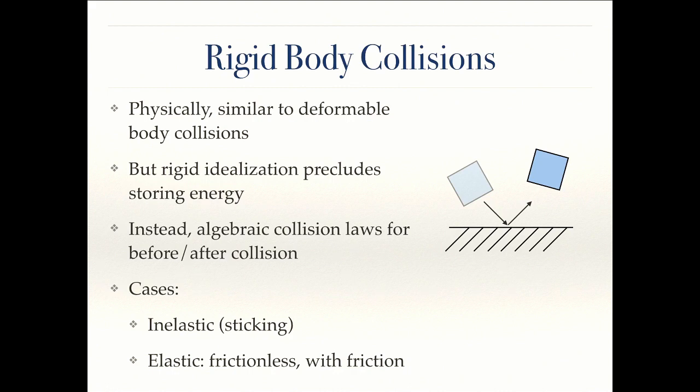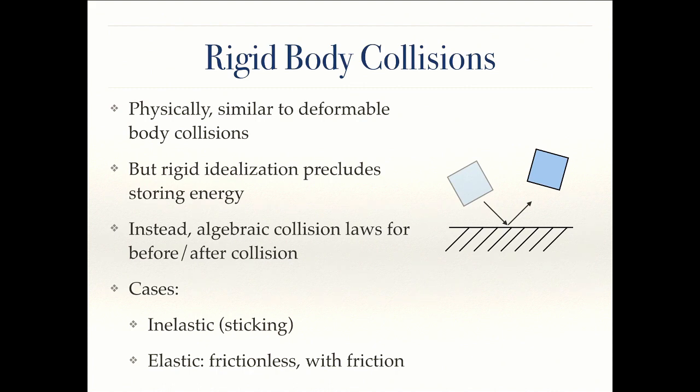So rigid body collisions are, physically, similar to deformable object collisions, but because we're doing this rigid body idealization, we are not going to be able to have a particle momentarily stick to the ground and then store deformation energy and bounce back up. So instead, what's done with rigid bodies are what are called algebraic collision laws for before and after the collision, very much like what I showed you for the inelastic and elastic collision where we find an impulse. But it's significantly more complicated for a rigid body because we have to deal with both the linear part and the angular part. Specifically, what makes it much more complicated is the friction case.